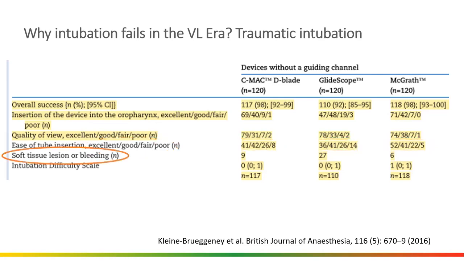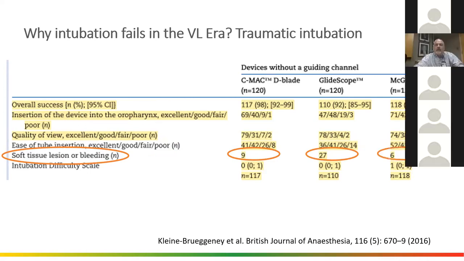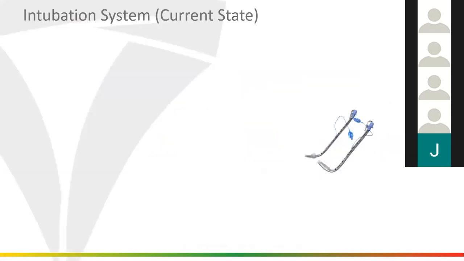And then another important thing, soft tissue lesion and bleeding. And again, this is the bend and jam. So you get it in, but what's the cost? 9 out of 120 patients were injured with the D blade, 27 with the GlideScope, 6 with the McGrath. We should be able to get these down to 0 in the future.